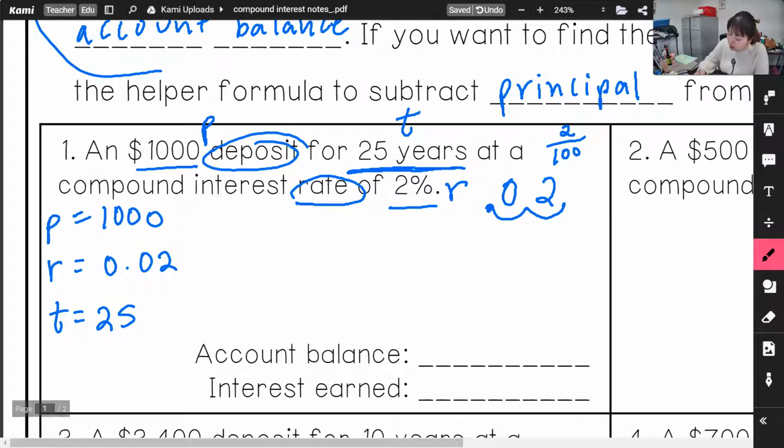Okay, so anyway, we have our P, we have our R, we have our T, so we can use our formula. Here it's A equals P times (1 plus R) to the power of T. Okay, this is where I want to talk about this really quick. T is an exponent, okay? So you don't want to write it like this, because if you write it like this, you're just saying, oh, I'm multiplying these numbers together. We are not multiplying them together. This is an exponent, okay?